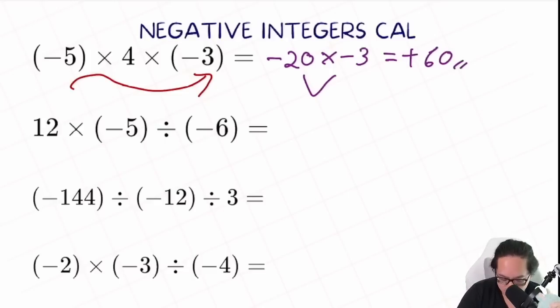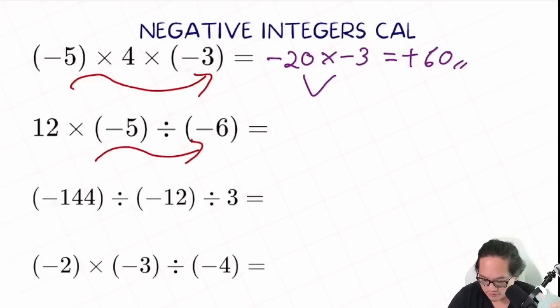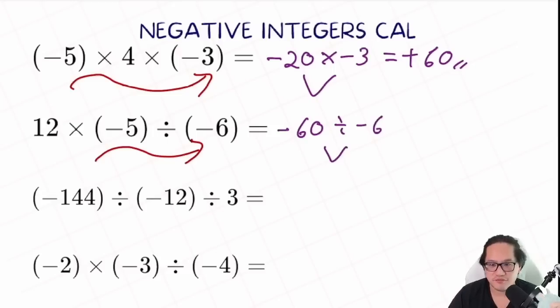Let's try another one. 12 multiplied by negative 5 divided by negative 6. Again, left to right, right? So let's do the first part. 12 multiplied by negative 5 is equal to what? A positive and a negative number multiplied together equal a negative number, right? And then 12 multiplied by 5 equals 60, divided by negative 6. And this time it changed a little bit, right? A negative number divided by a negative number is equal to what? A positive number. And all we need is 60 divided by 6 is equal to 10.